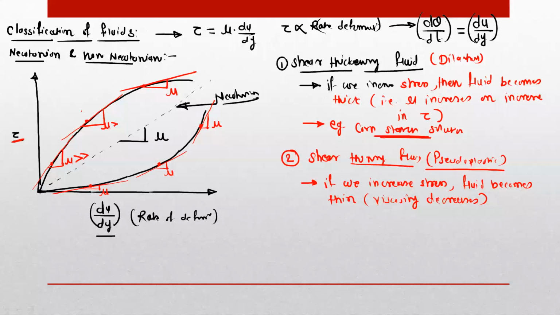For shear thinning fluids, you can observe this graph. The meaning is, if you increase the stress value, that is the force value on that fluid, the fluid becomes thin and starts flowing.